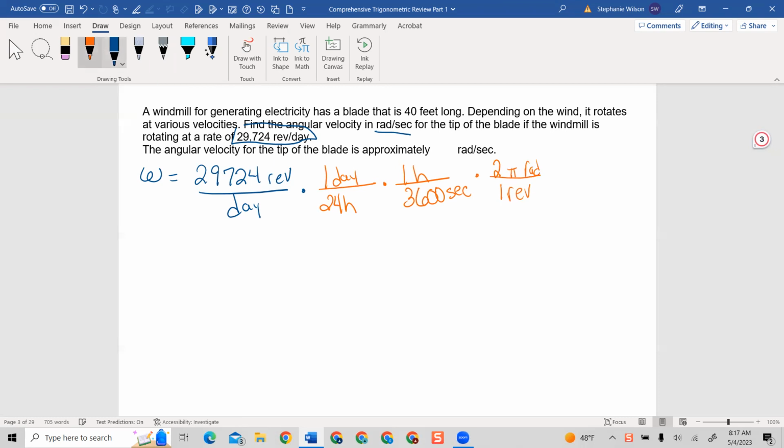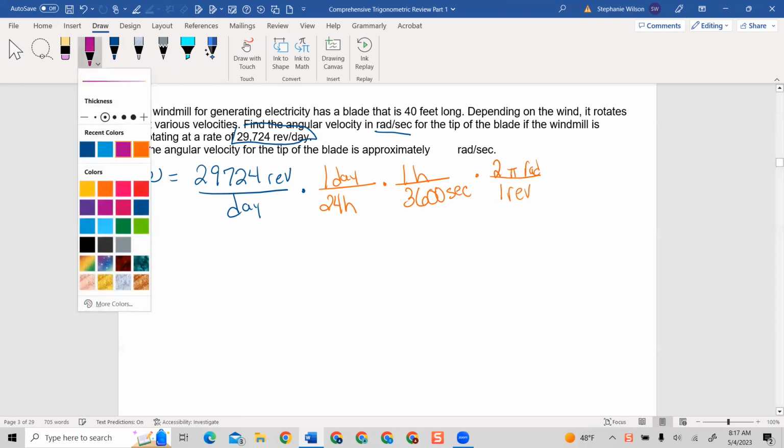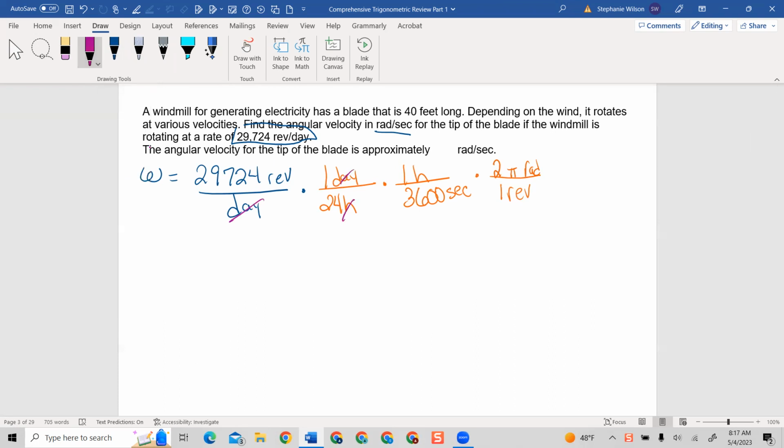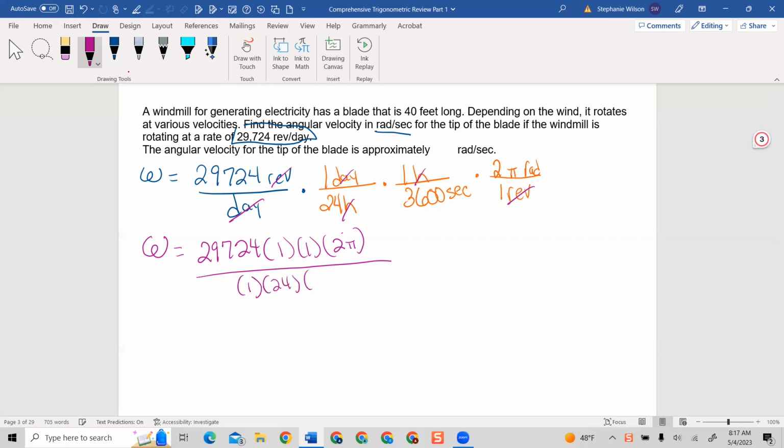All right, let's go through here. Let's mark out what we can. My day marks out, my hour marks out, my revs mark out, and I'm left with radians per second. That's what we wanted. All right, I'm going to clean it up for a second. So I cleaned this up. Not all of you need this extra step, but those that do, I wanted you to see it. All right, finish up.